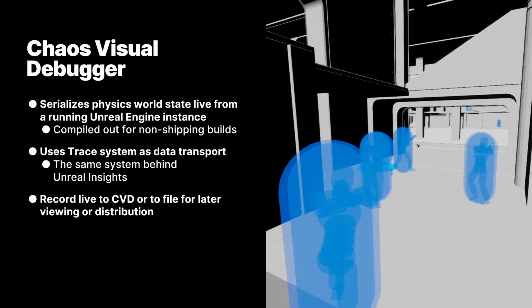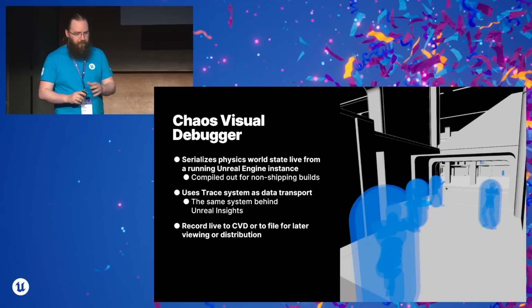So we serialize the state of the physics scene directly from Chaos, straight from the physics engine, making sure to capture the exact data as the physics system sees it from any running Unreal instance. There's a small amount of overhead in having it compiled in because we are injecting some extra code here, which is why we compile it all out in the shipping configuration.